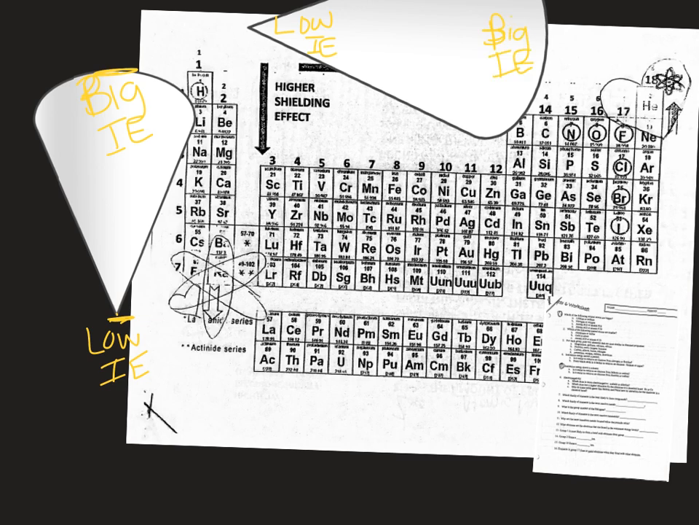Now, what does that mean to us? Big ionization energy means it's more difficult to take one away. Low ionization energy means that it is easy to take one away. So big is difficult, low is easy. You're asking yourself, how easy is it to steal one of their electrons? Okay, all right.